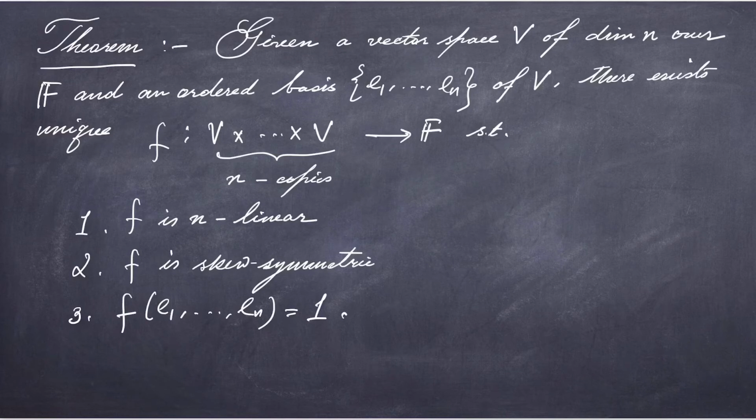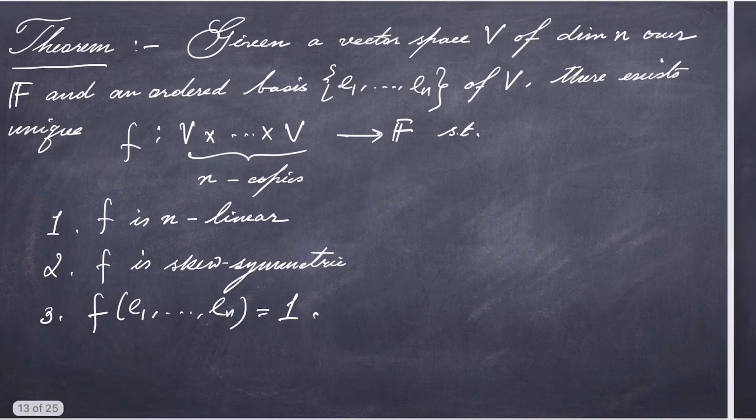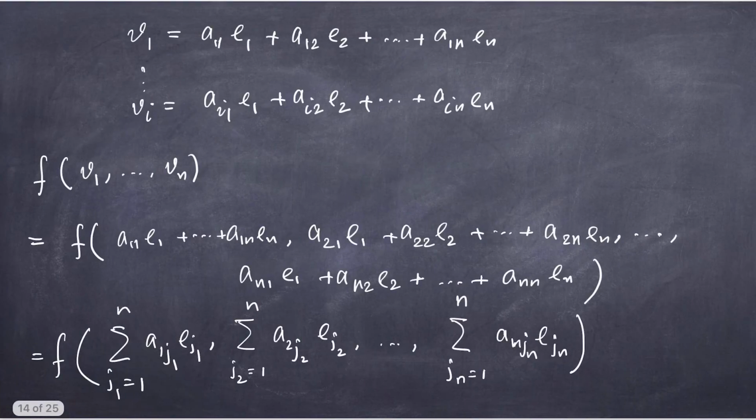We will try to trace the function backwards from its properties. So we go as follows. Suppose we have chosen vectors v1, v2, ..., vn and write each vi as a linear combination of the ei's. Then f of (v1, v2, ..., vn) has to be this.